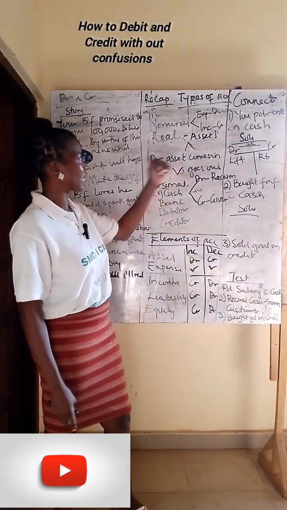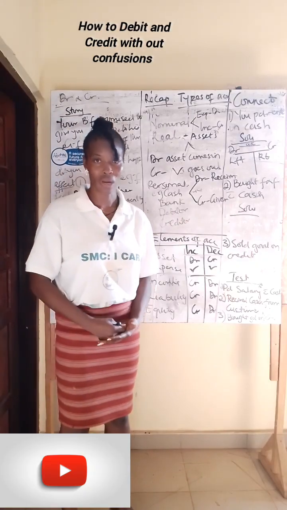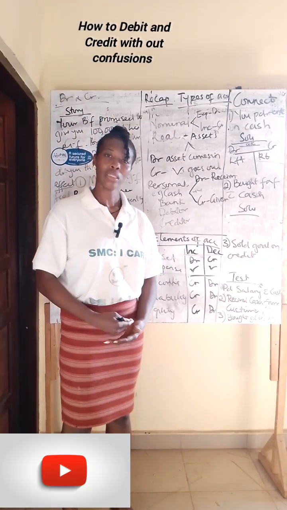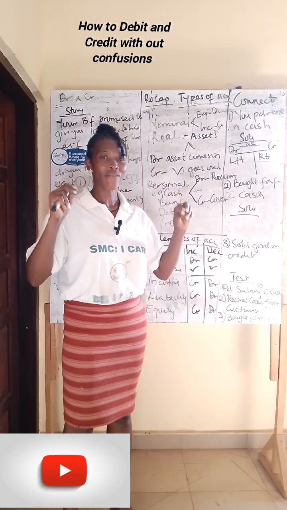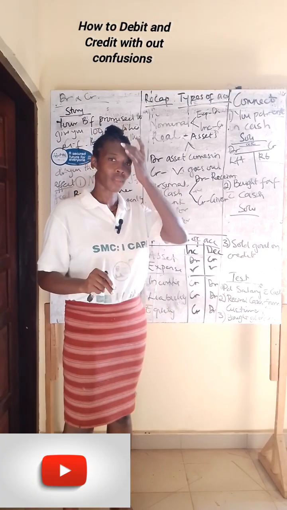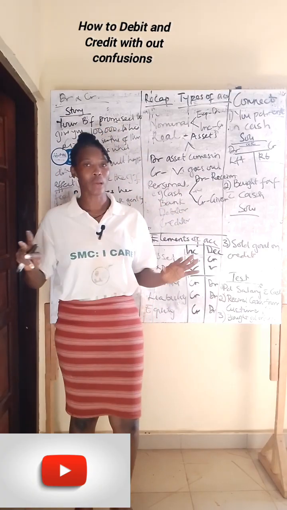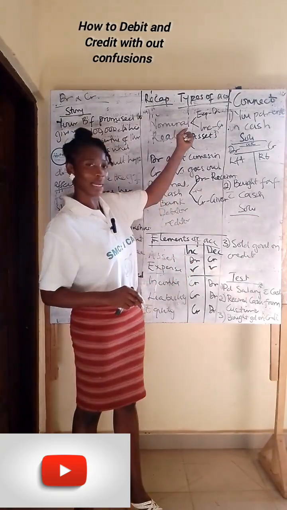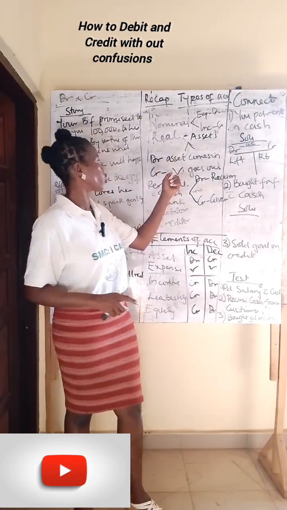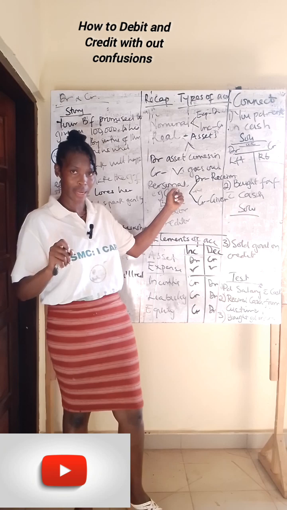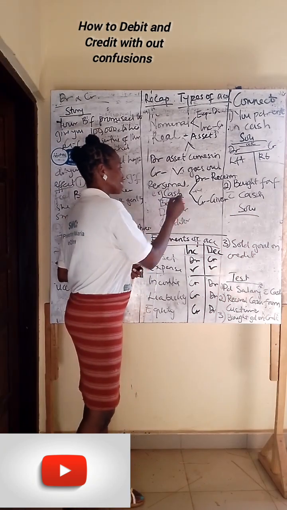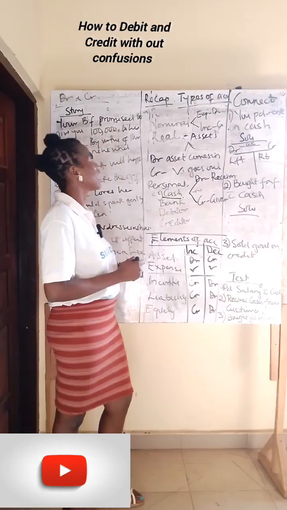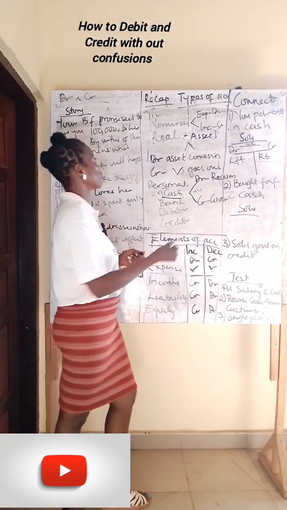So using the scenario I gave, you paid rent in cash. Now you paid rent, you're going to open what? Two accounts. By virtue of this transaction, you know that two accounts will be affected. One, your nominal account. Second, your personal account. Under your personal account, you're going to have your cash account, that's the one that will be affected. And under your nominal account, you're going to have your expense.